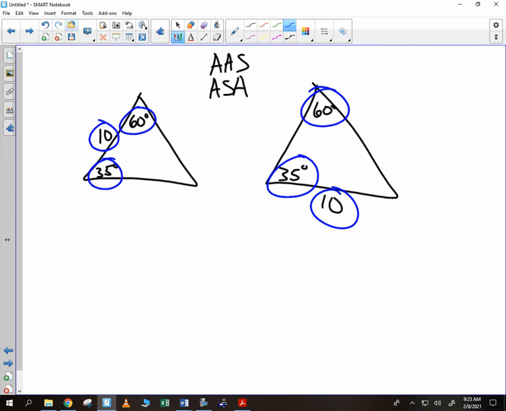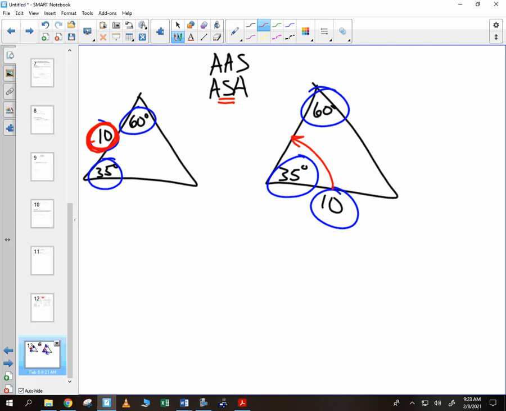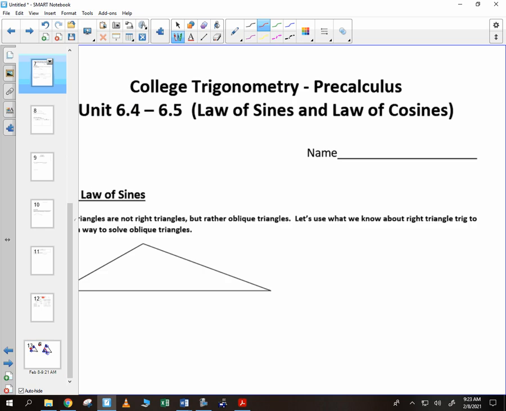The correct way to think about it is that you have 2 angles and the side is located in between the 2 angles. That's why it's angle, side, angle. It sits between the 2 angles. So if the 10 was over here, it would be between the 2 angles. That's what that means. We are now ready to begin the lesson.